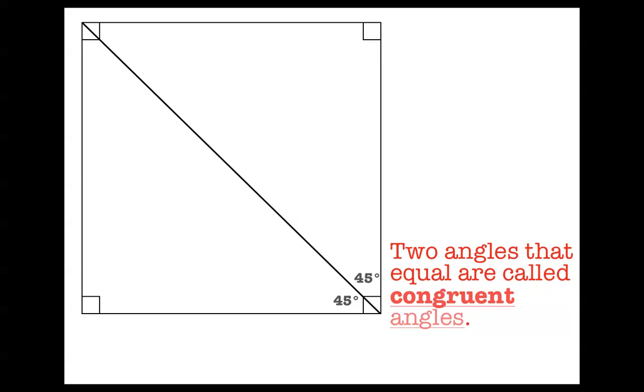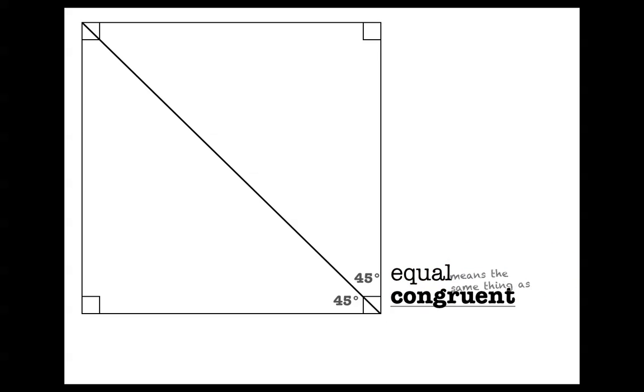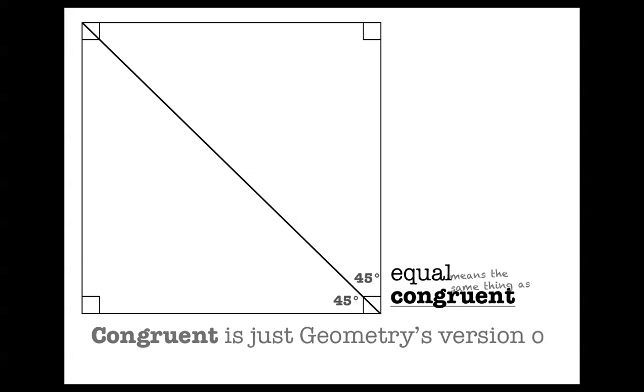Also, you need to know this. These two angles are both 45 degrees. They're the same measurements. They're equal. Two angles that are equal are called congruent angles. Congruent and equal mean the same thing. So the word congruent is really just geometry's fancy version of the word equal. Congruent basically means the same thing as equal.